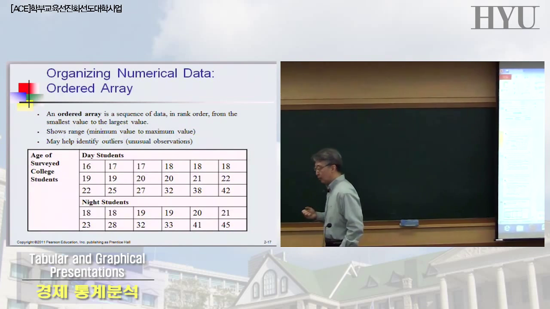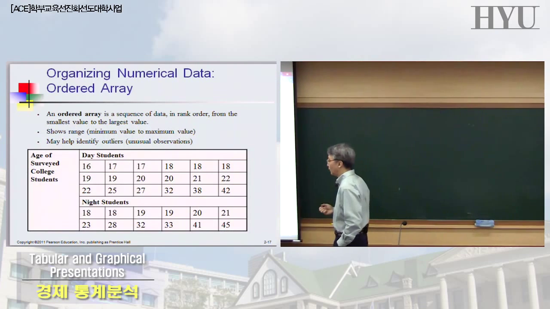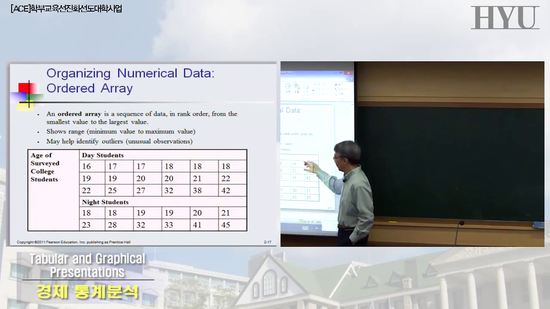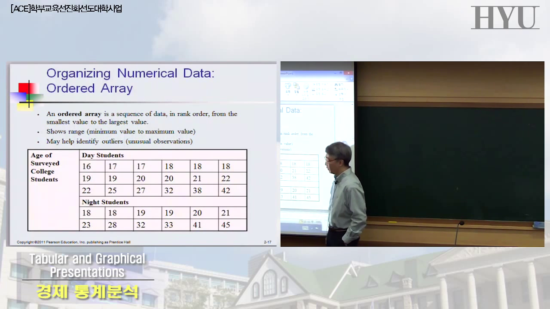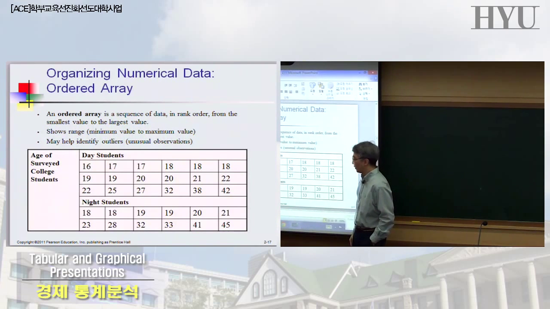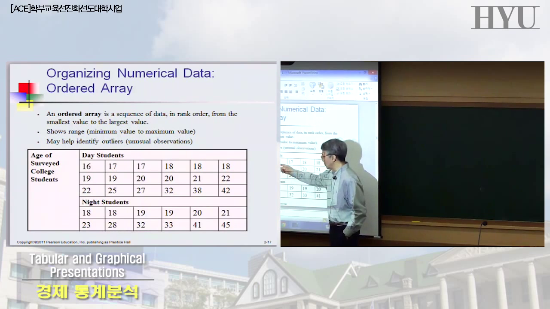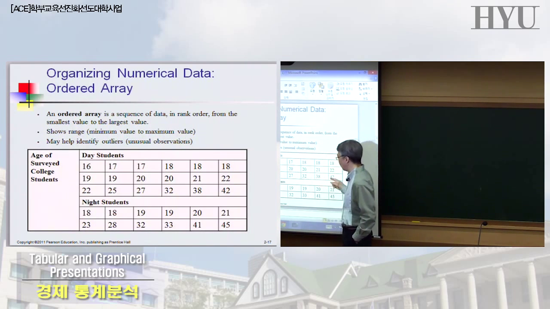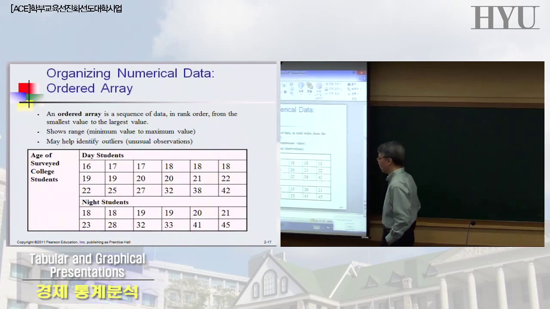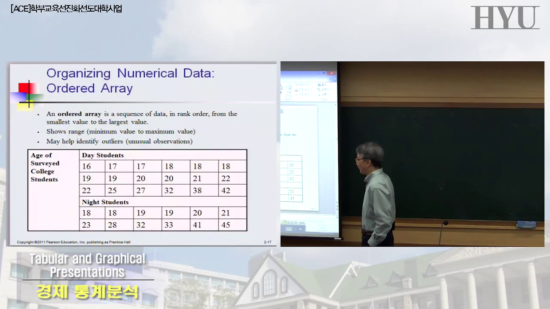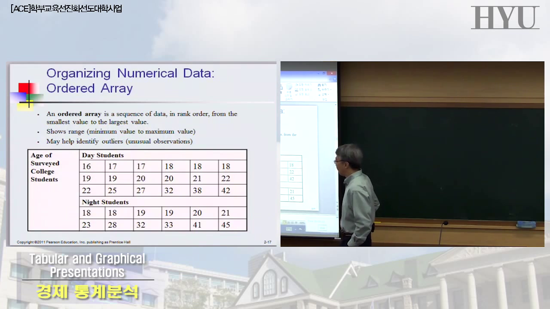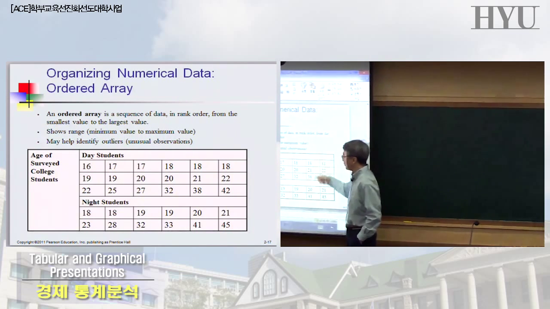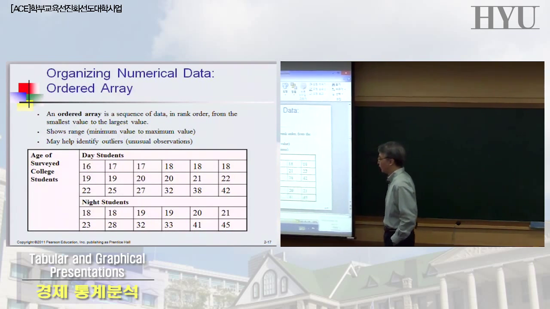Why do we do that? What is it good for? First of all, when you do that, just like here, you can see the range of the data values. Apparently, the smallest number is 16, and the largest number is 42. Okay? It clearly shows the range of the data. And then you can also easily identify outliers.